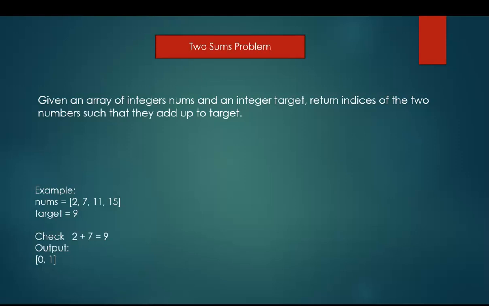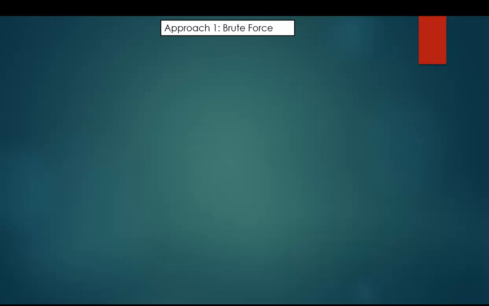So the problem statement is very clear. Given an array and a target, you need to find two indices such that their sum equals the target. So that is the problem statement here. So let us solve now. This two sum problem can be solved in two approaches. One is the brute force approach, which we are going to look at in this presentation.